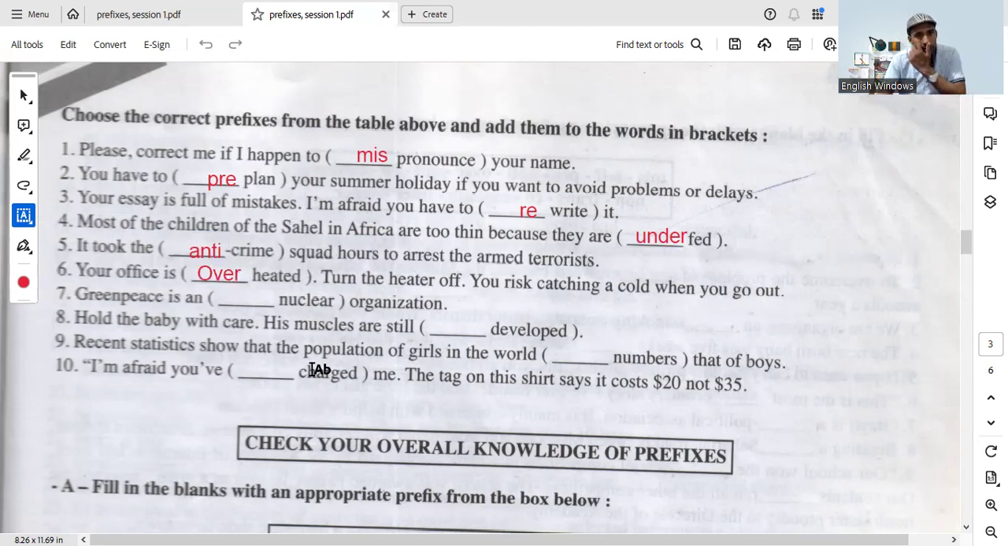Okay, good. To catch a cold. Number 7, Greenpeace is an nuclear organization.